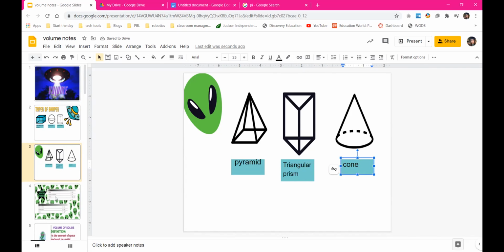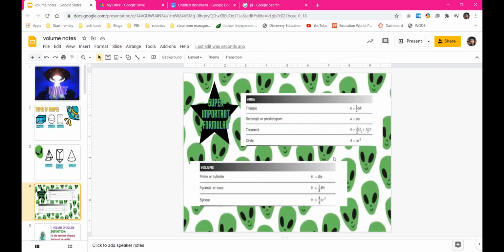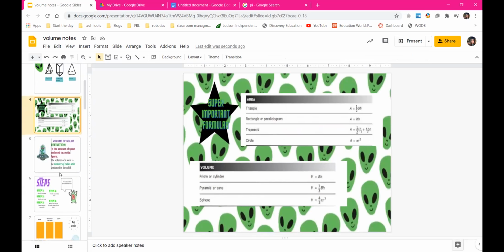Okay, so slide number 4 has the clips from our star formula chart that we're using today. The star formula chart, I've given you copies of it before. If you need another copy, just let me know and I can send it to you. But we will be using the section called area and the section called volume.